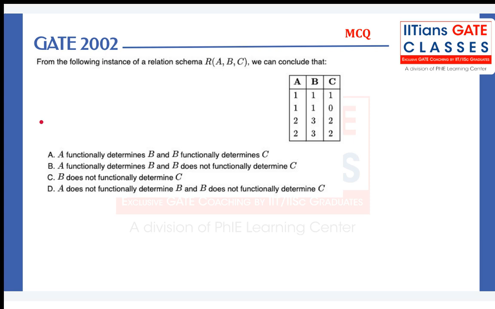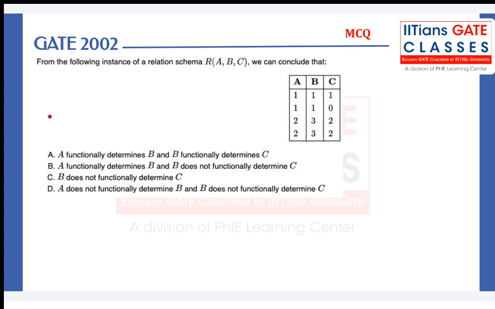B. B is a stronger answer because A functionally determines B, and B does not functionally determine C. You might be tempted to answer C, but option B is stronger because A can functionally determine B. So option B is the right answer.